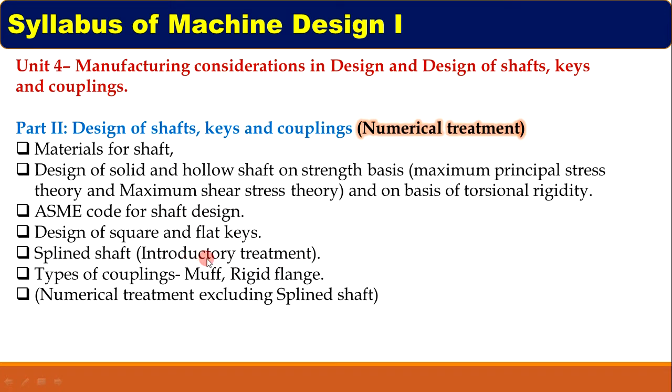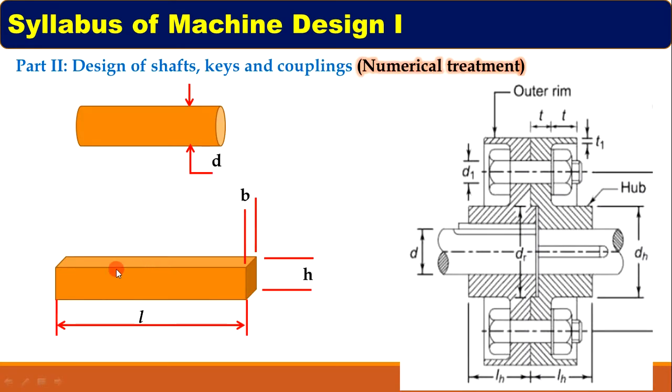We have only introductory treatment, that is only theory we have to study related to spline shaft. This spline shaft is used in the gearbox. Splines are there on the shaft, and with the help of this spline shaft, we can have the linear motion of gear or pulley or flywheel which is mounted on the shaft. So we can have linear motion of the component mounted on the shaft.